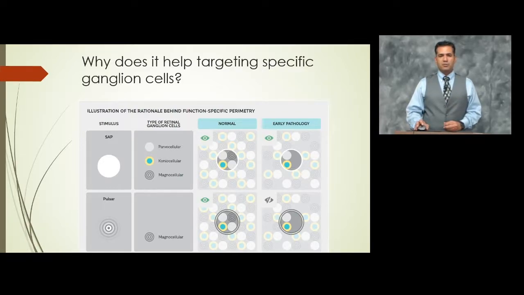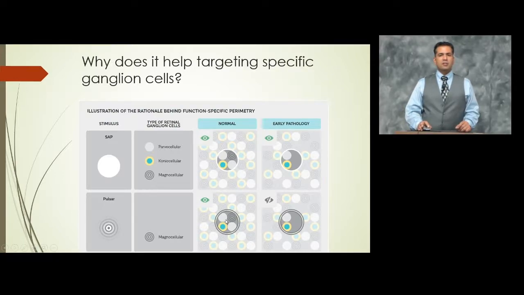So if you actually present the target on a patch of retina, you could have three different options: parvo cells, magno cells, or konio cells, and so long as something's present, it's going to answer, yes, I can see. So in early pathology, white on white perimetry becomes only slightly less sensitive. Pulsar perimetry specifically targets the magnocellular pathway, and magno cells are far fewer to begin with, and in early pathology, it could detect glaucoma early.